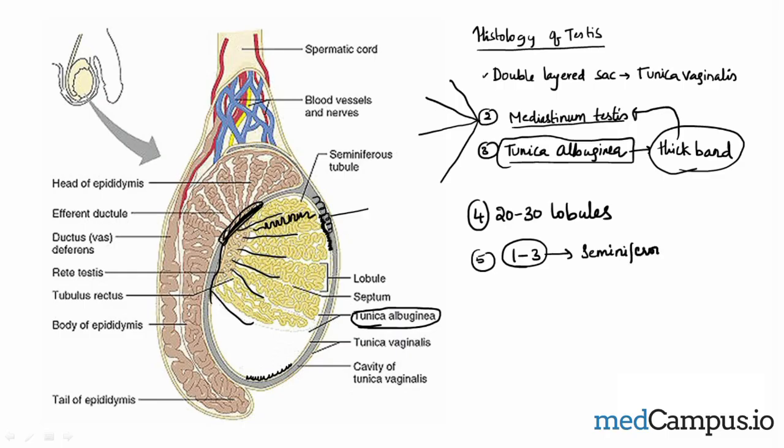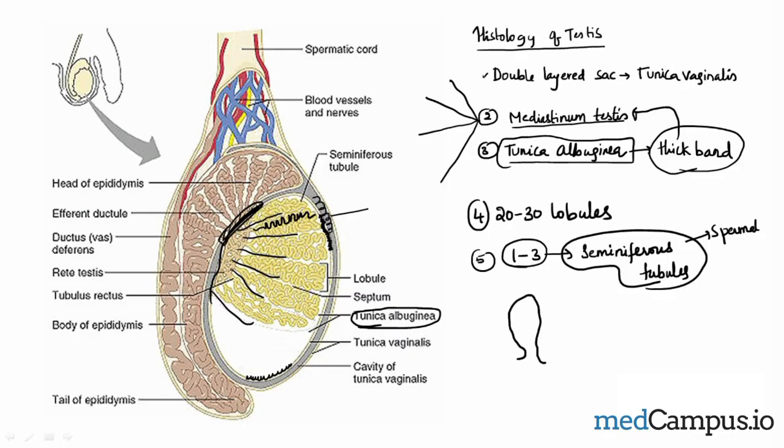These are the primary structures, important for spermatogenesis. The sperms are generated inside these seminiferous tubules, and they are present inside the lobules, and this lobular separation is by the mediastinum testis. When you look at a seminiferous tubule, it is a loop-like structure. So you can see it loops like this.